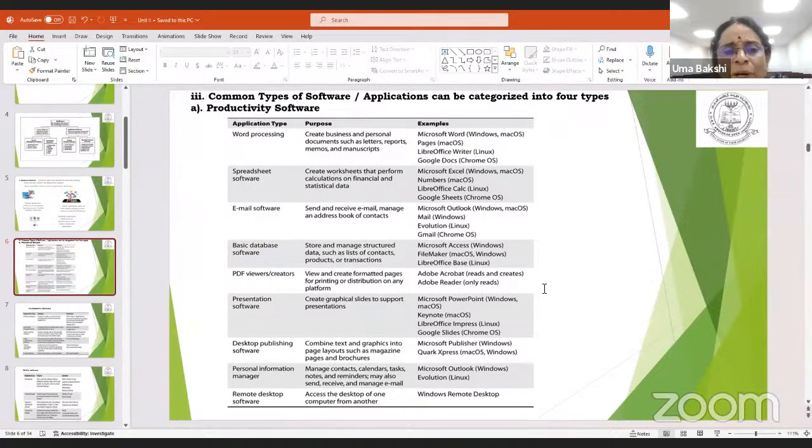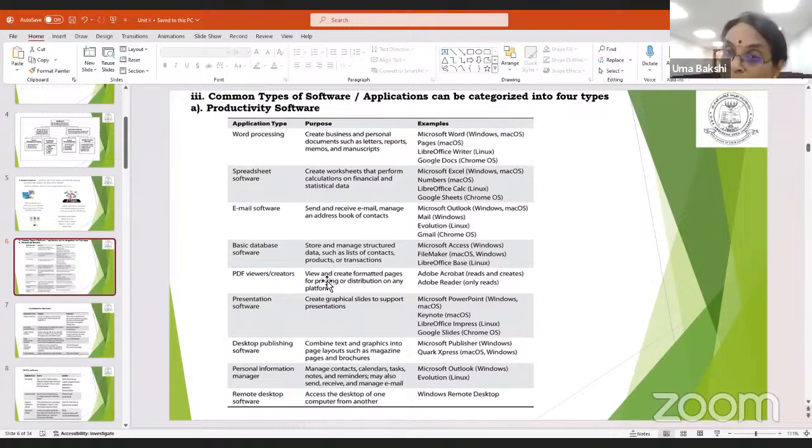You can see how the productivity means it is word processing, Excel sheets, email software, basic database, whatever you are doing, all those things will go and store in your memory. That is one software. Basic database software, whatever in our systems, short-term memory, long-term memory. We store in the RAM, store some of them in the ROM. So where do you store what kind of information?